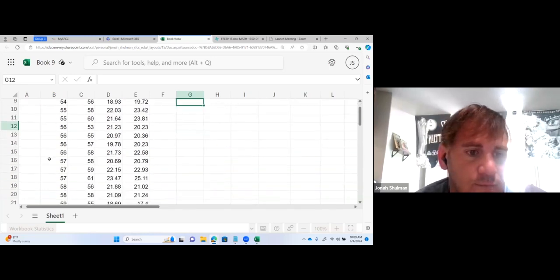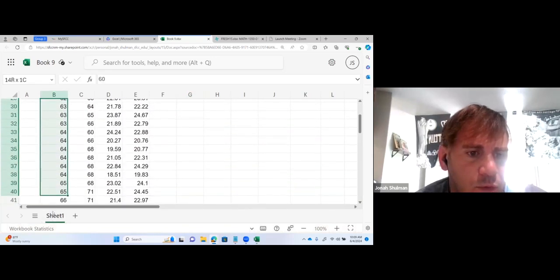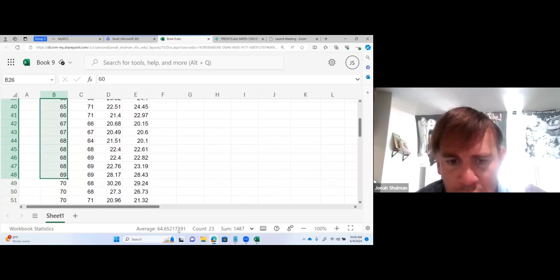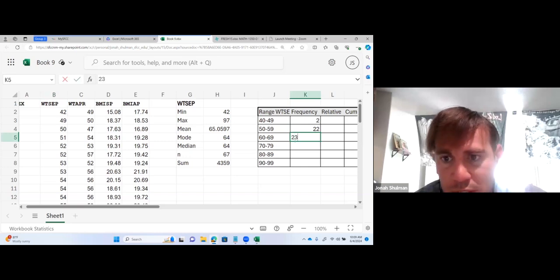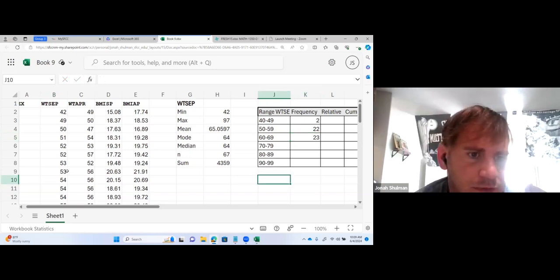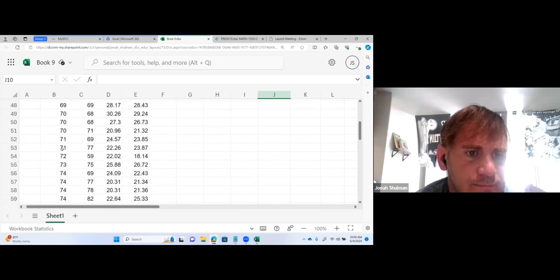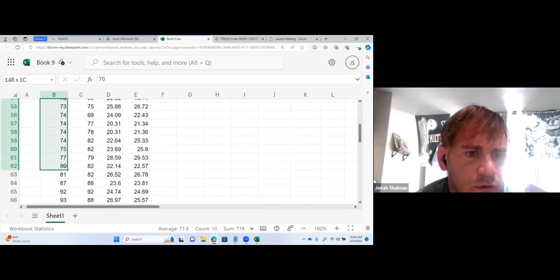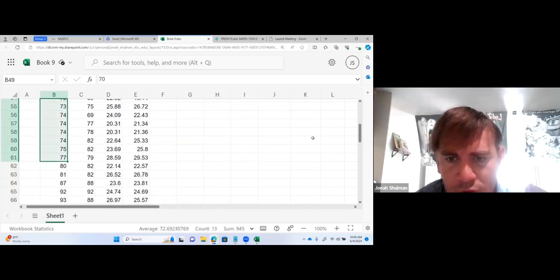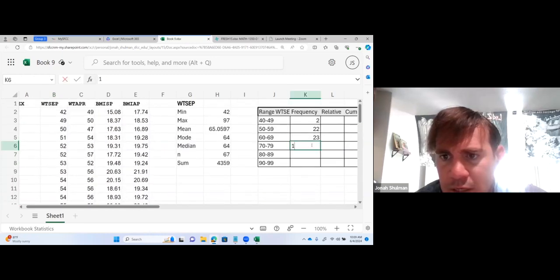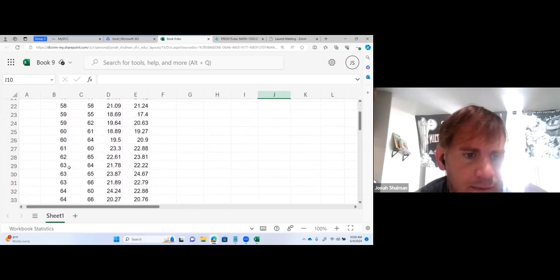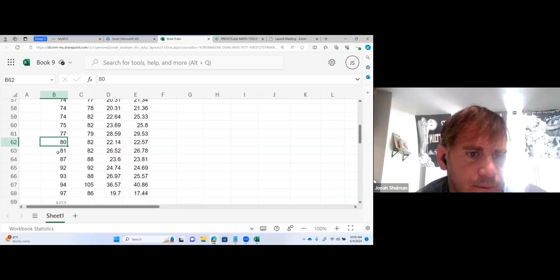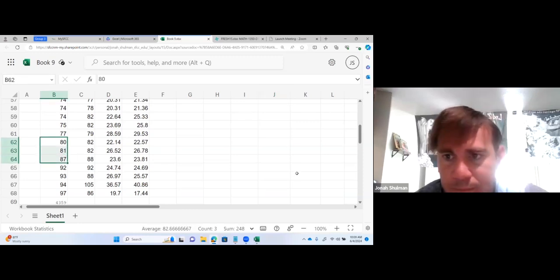60 through 69. We've got 23. I'm looking down here, so I'm not counting as high. There's 23. 70 through 79. I have 13. I can already tell the skew of this thing. We'll talk about skew too when we do the bar graphs. But I'll just do a little 80 through 89. There's only 3 of them.